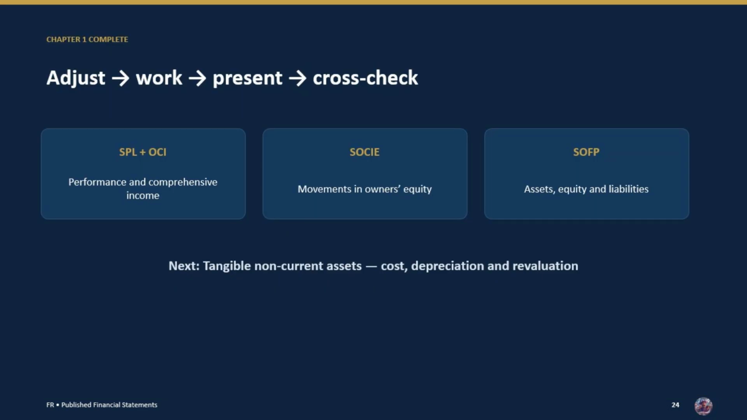The core preparation process is complete. Adjust first, build controlled workings, present the linked statements, and cross-check the transfers. Profit and other comprehensive income explain equity movements. Closing equity enters financial position. Your next lesson is tangible non-current assets, where we deepen cost, depreciation, and revaluation. This is the idea behind Aurora's 78 depreciation, 100 other comprehensive income gain, and 1,042 closing property, plant, and equipment.